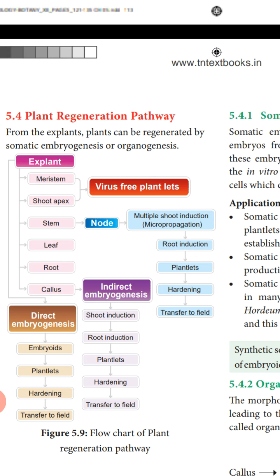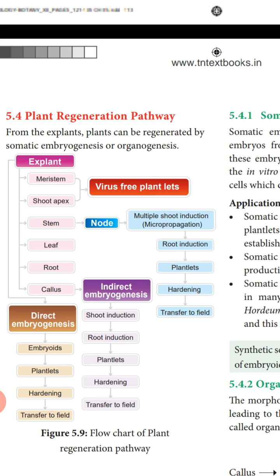Or indirect, from the callus indirectly. What will happen is that some cells will develop into shoot. When the shoot is developed, it will be induced to develop the root with the help of the hormones present in the culture medium. That will lead to the development of a complete plantlet. This will undergo the hardening process, and next the transfer to the field. So this is the regeneration pathway.